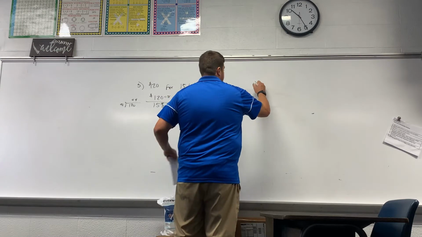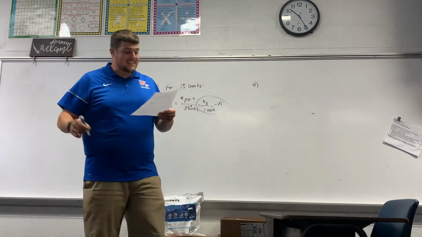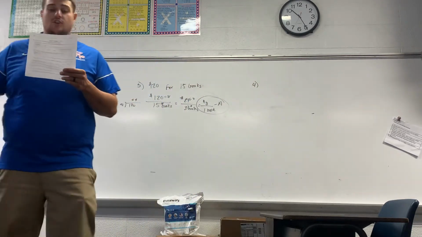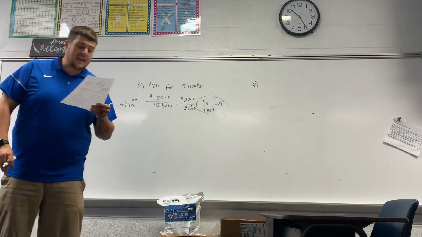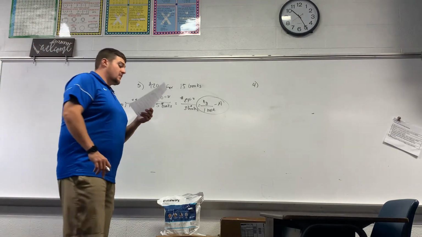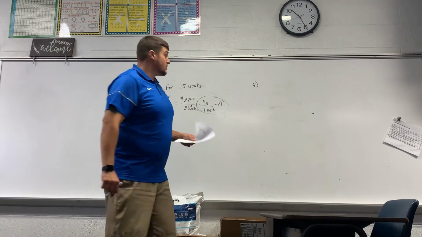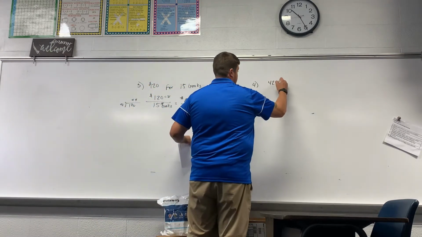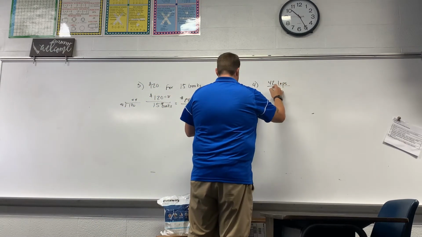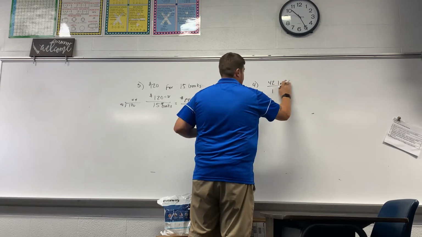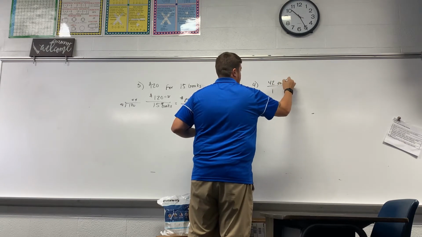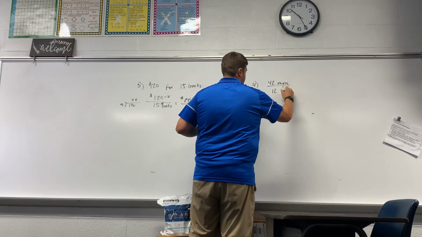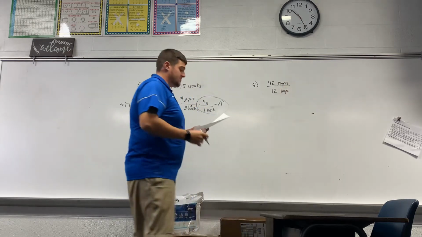All right, so now on number 4. So number 4 says, it took Cedric 42 minutes to jog 12 laps. At this rate, how many minutes did it take to jog each lap? So we have 42 minutes and 12 laps. That's how many they completed, 42 minutes.